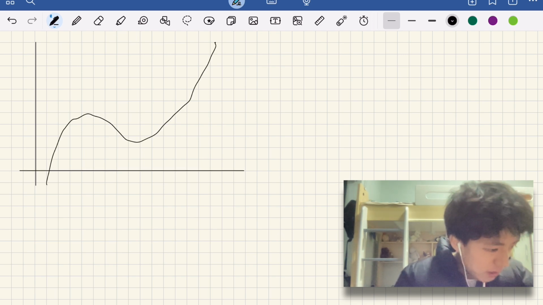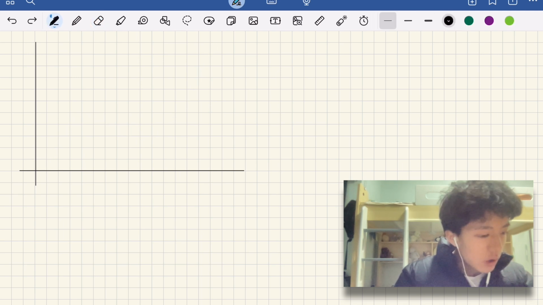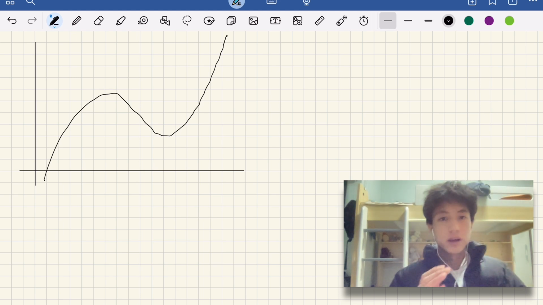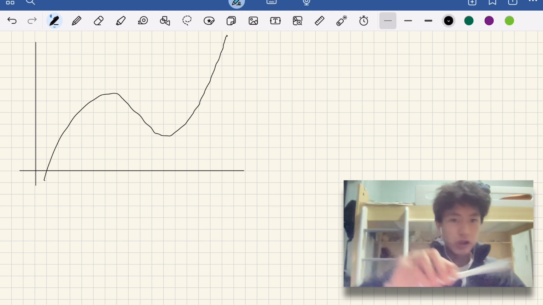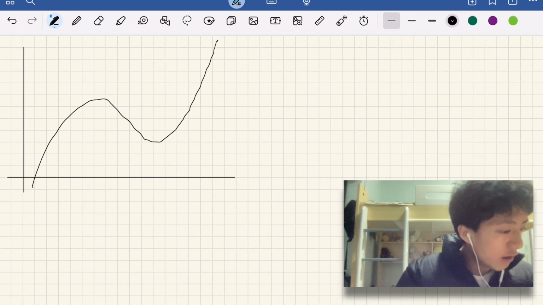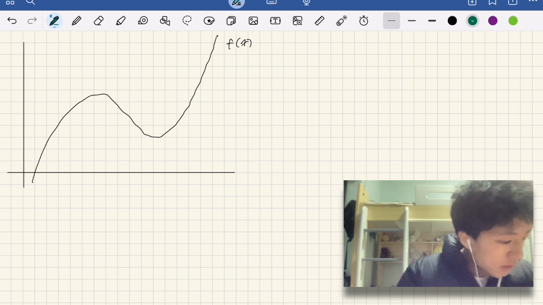It'll look something like that, where you'll have one part that's going up and then one part that's going down, and then it'll go back up again. It's like a little roller coaster. It'll go like wee, right? And here it's pretty obvious that in this f of x, you can see a maximum point over here and a minimum point over here.